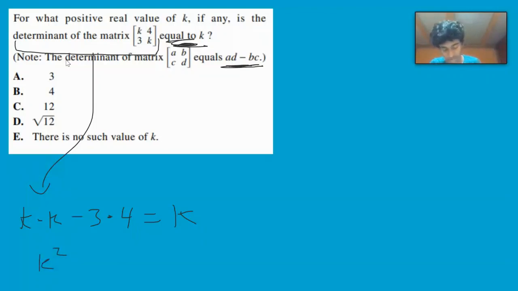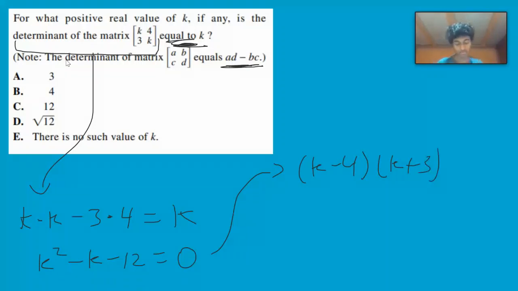So we'll have k squared, right? We add the k to both sides, plus or minus k. So k squared minus k, and then minus 12 is equal to 0. And we can factor this into k minus 4 times k plus 3, because we want to find two numbers that add to -1, multiply to -12, so -4 and 3. Then we get that k is equal to -3 and 4.